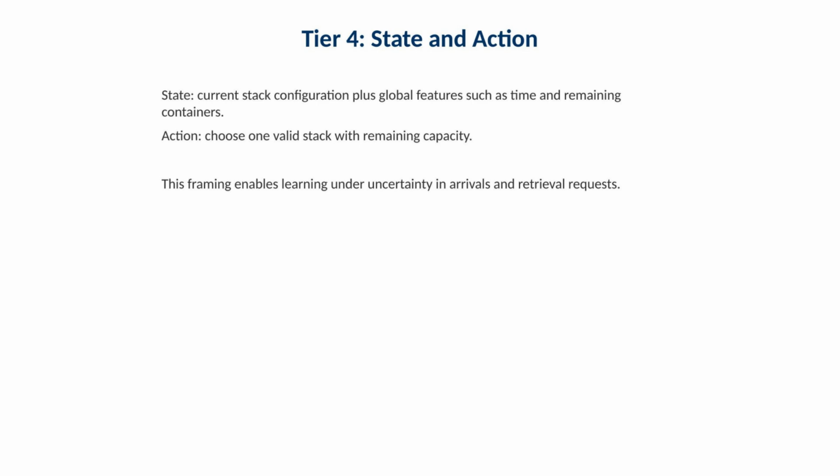The state includes current stack configuration, plus global features such as time and remaining containers. The action is to choose one valid stack with remaining capacity. This framing enables learning under uncertainty in arrivals and retrieval requests. Operationally, it matches how placement decisions are made, one container at a time.